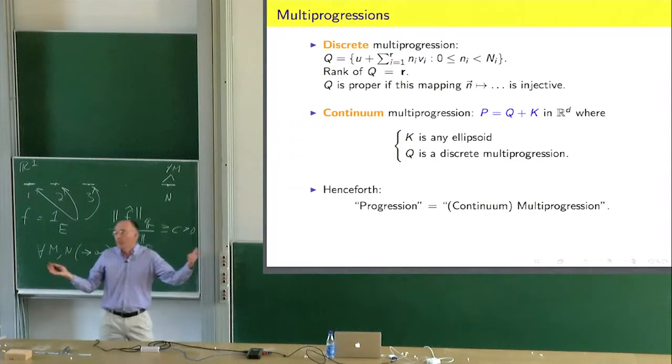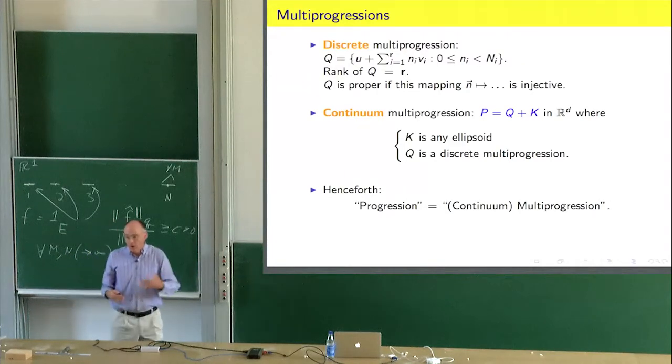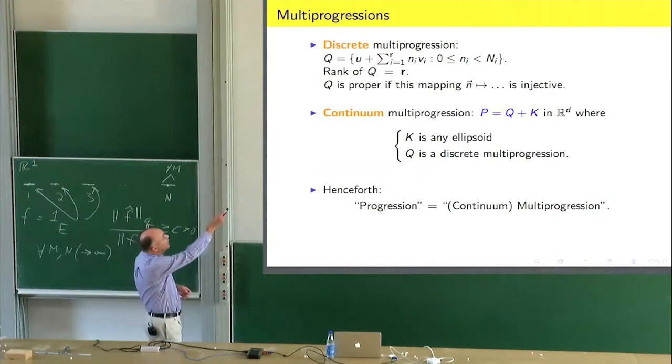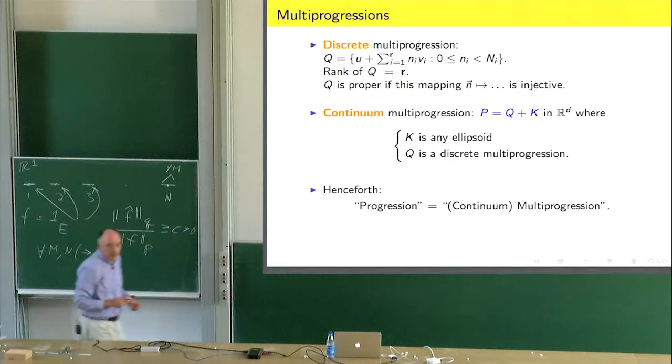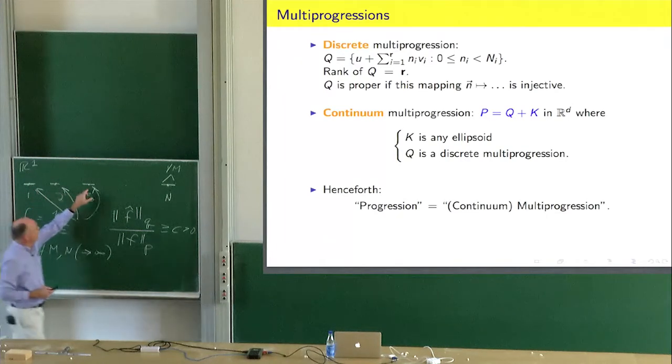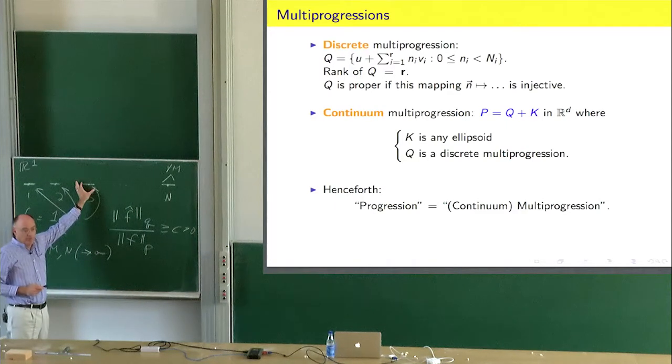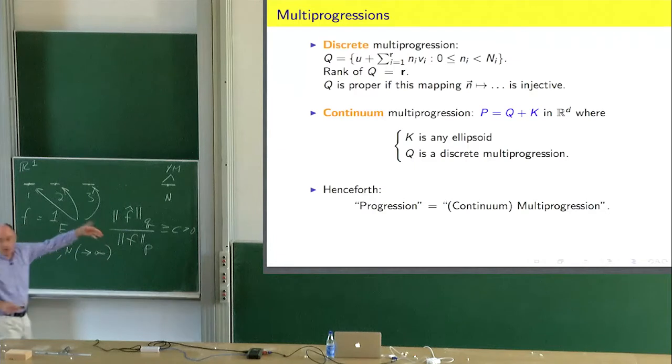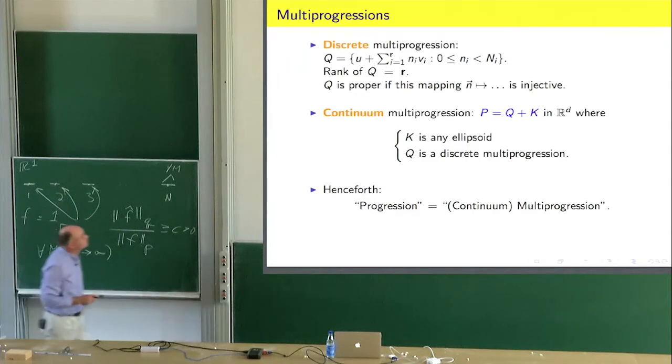So a continuum multi-progression is the sum, all the points you can get by adding elements of a discrete progression to a convex set. So in one dimension, the convex set or the ellipsoid is just an interval, and here we have a typical example of a continuum multi-progression. Here's the discrete part, and then this is the continuum part. Okay? And of course, those are invariant under affine transformations.